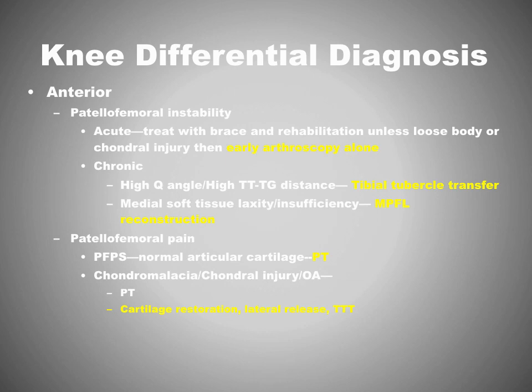The chondromalacia patient or chondral injury or osteoarthritis oftentimes is treated the same way, physical therapy and injections, but there are cartilage restoration procedures that can be done here, lateral releases if the problem is predominantly tight lateral retinaculum and lateral overload, and occasionally a tibial tubercle transfer can be performed in this group as well.